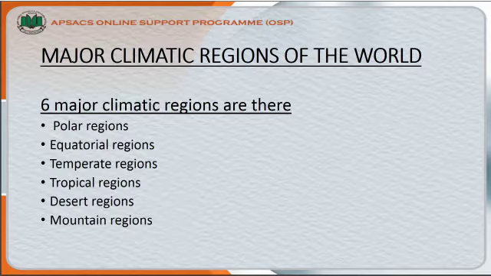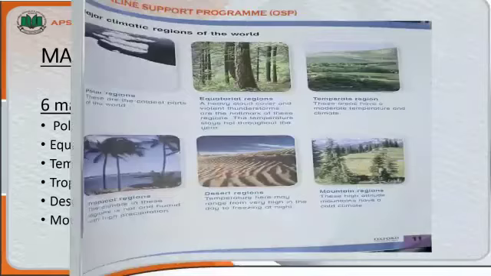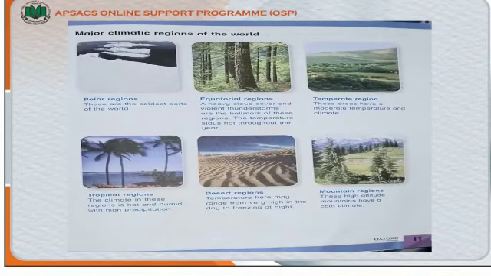Look at this slide. This tells us about major climatic regions of the world. You can see all these on next page. Open page number 11 and read it carefully. I will explain these regions one by one on next slides.